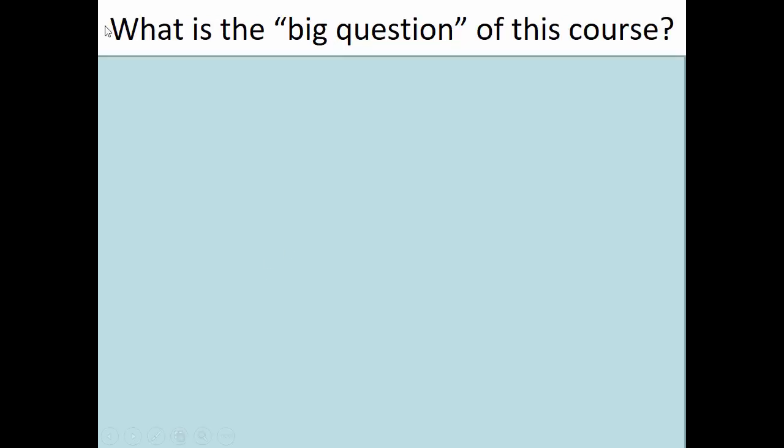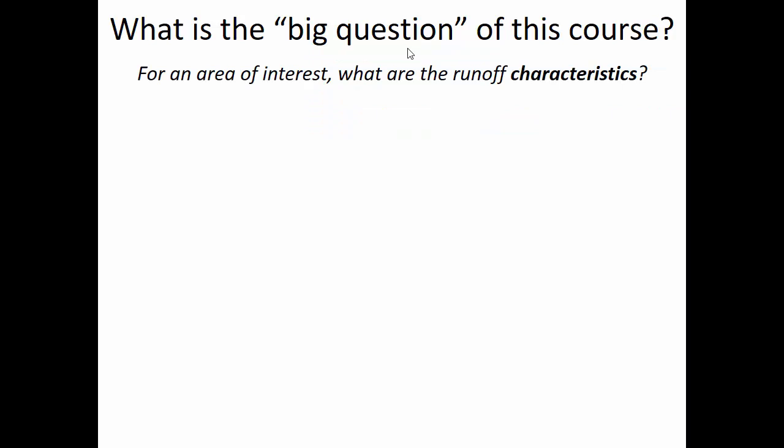So remember, I think previously I've suggested that we could distill this whole course down into a single big question. And if we did, that question would be, for a watershed or an area that we're interested in, what are the runoff characteristics, meaning the amount and the timing? And how might they be changing over time as a watershed is being developed?